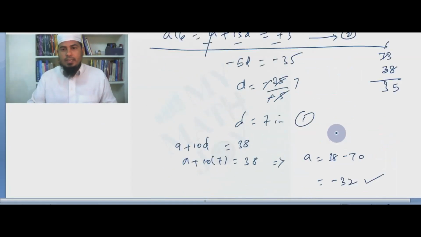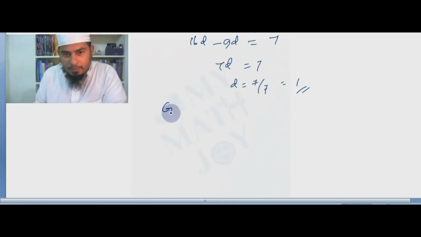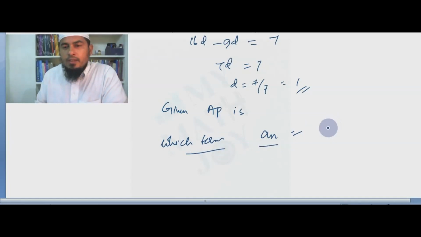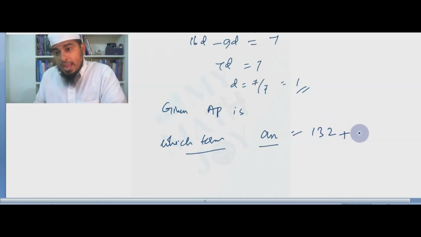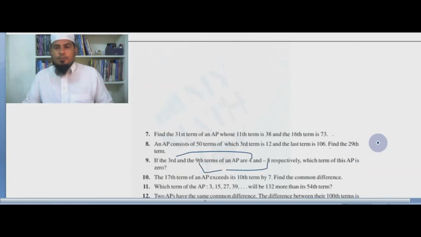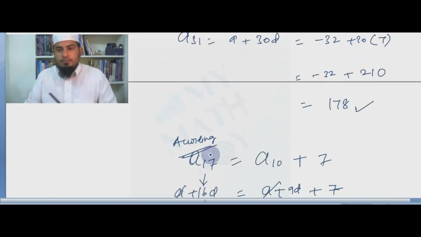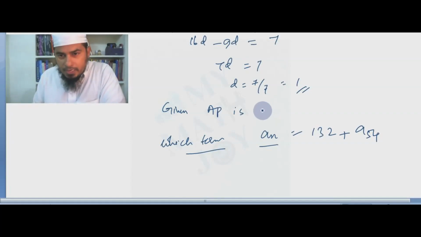Now let us see what he tells. He tells that a given AP is there, and he asks which term. So this term will be 132 more than the 54th term, a54, that is the thing. Move on to the question. 54th term, 132 more than it. The AP is 3, 15, 27, and so on.